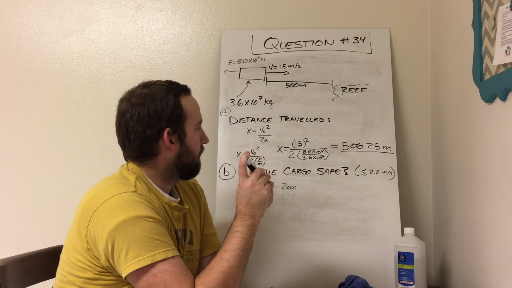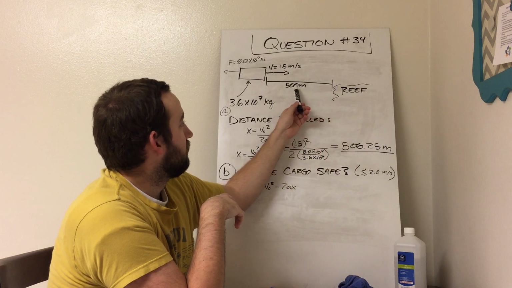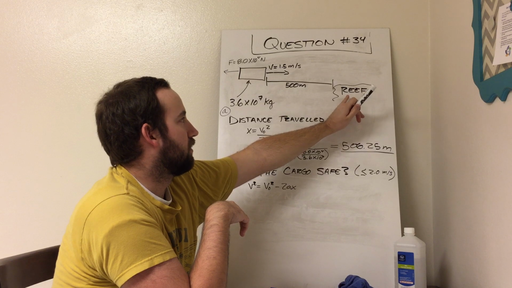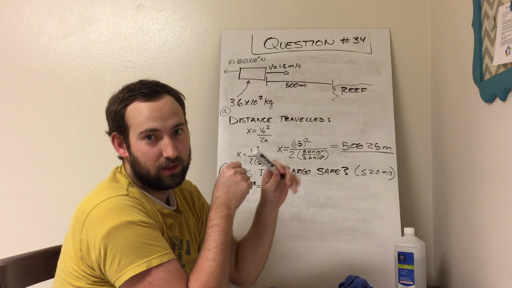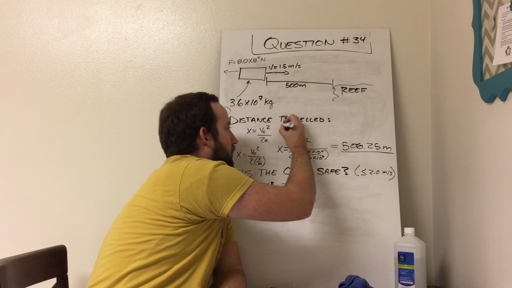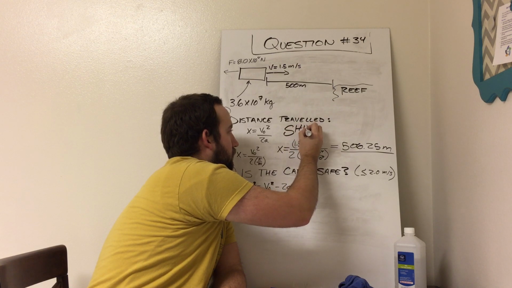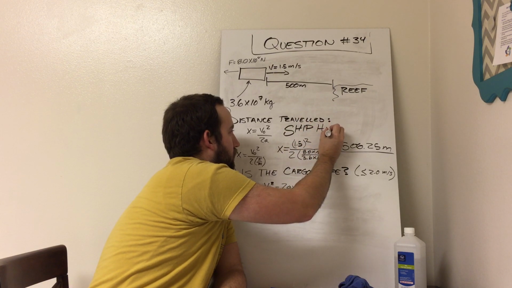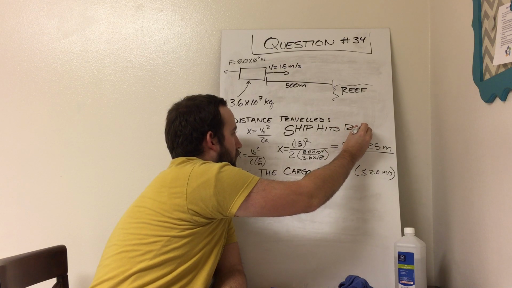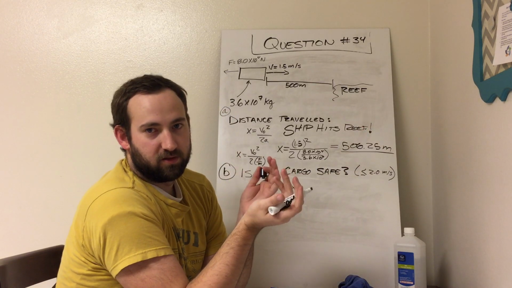This means that the distance it takes to stop is greater than the distance that we have till the reef. So we know that the ship is going to hit the reef. So part A, it will hit the reef.